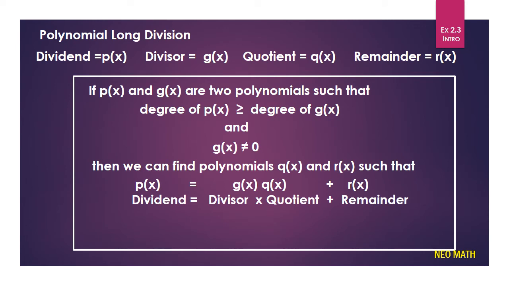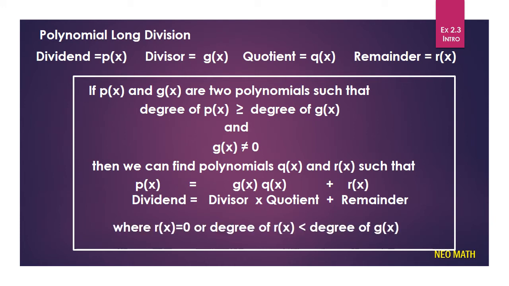We know the relationship between these. Dividend is equal to divisor into quotient plus remainder, where r of x is equal to 0, that is the remainder is equal to 0, or the degree of r of x is less than the degree of g of x, that is the degree of the remainder is less than the degree of g of x, that is the divisor.